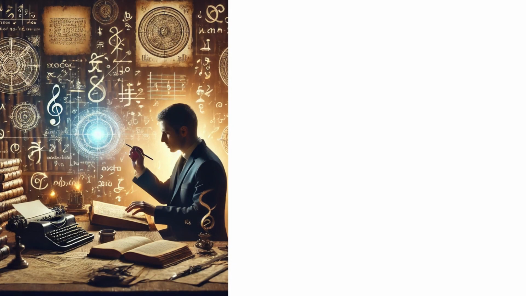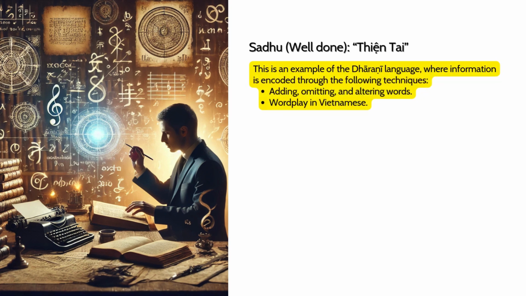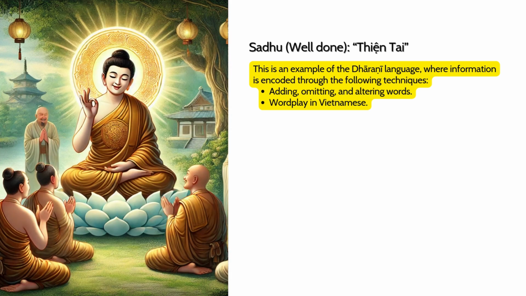Next, we will decode the term sadhu, which translates to well done. This is an example of the Dhāraṇī language, where information is encoded through the techniques of adding, omitting, and altering words, as well as using word reversal in Vietnamese. In Buddhism, the term sadhu is an expression used to show praise and admiration. It means well done, or how wonderful. This is how Buddhas or enlightened masters encourage and commend the rightful or good actions and words of others.